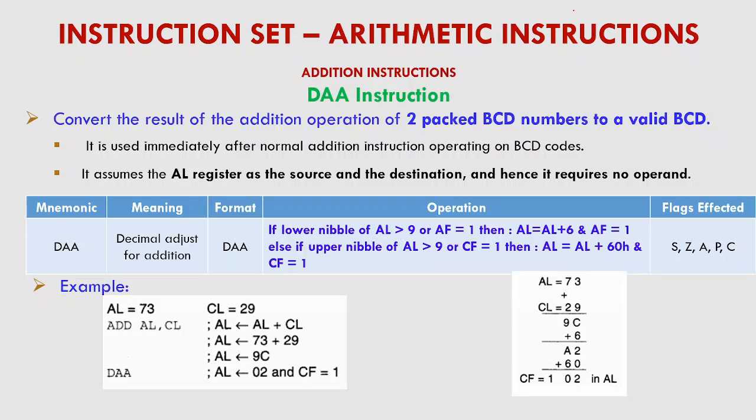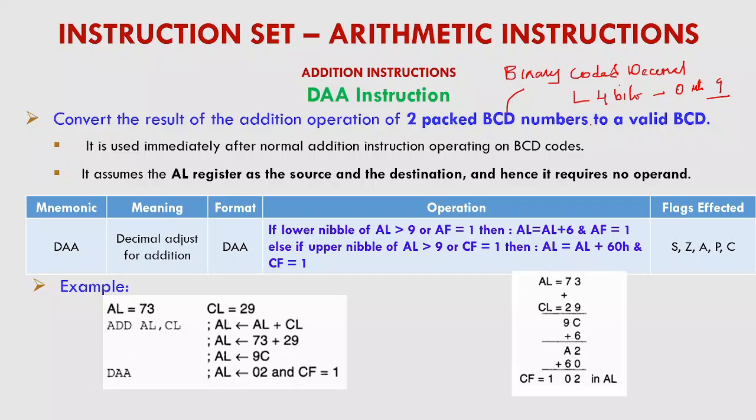So first, to understand this instruction, you need to know what a BCD is. BCD stands for binary coded decimal. It is represented by 4 bits, and the range is from 0 to 9. This is the basic thing you know.